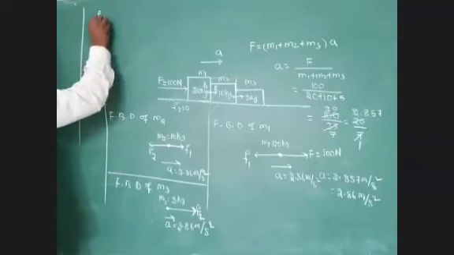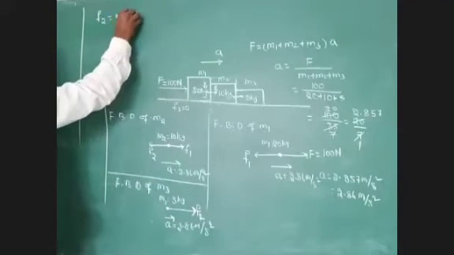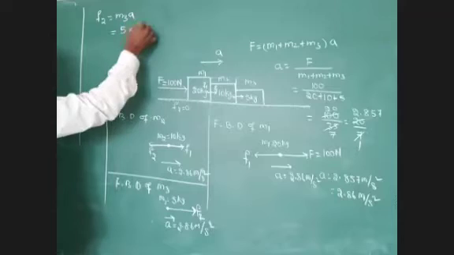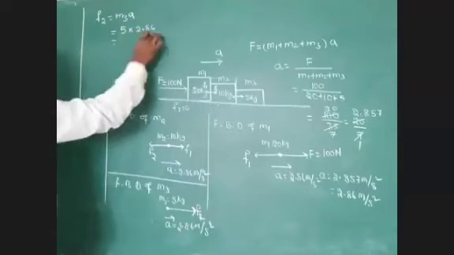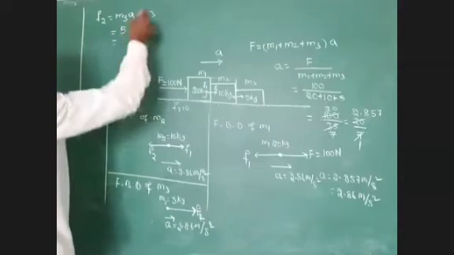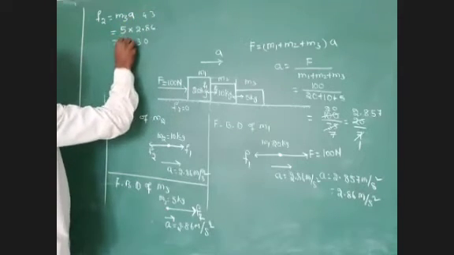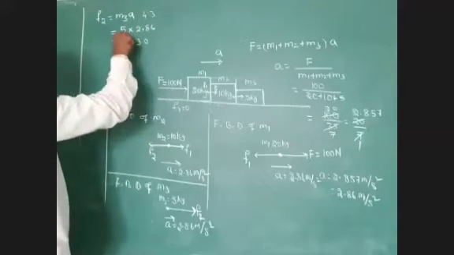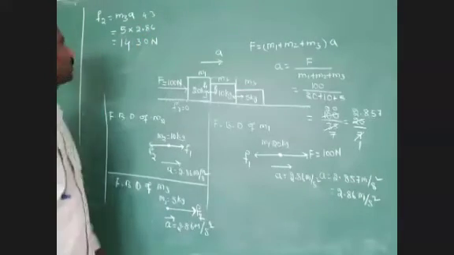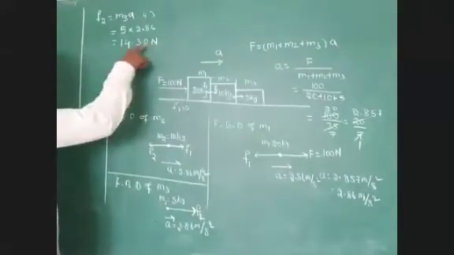Here F2 equal to mass into acceleration. M3 into acceleration. M3 value how much? 5. 5 into 2.86. 5 sixes are 30, 5 eights are 40 plus 3, 43. 5 twos are 10, 10 plus 4, 14. Okay, we have to keep the point after two digits. 14.3 newtons force acts on that M3. F2 equal to 14.3 newtons.